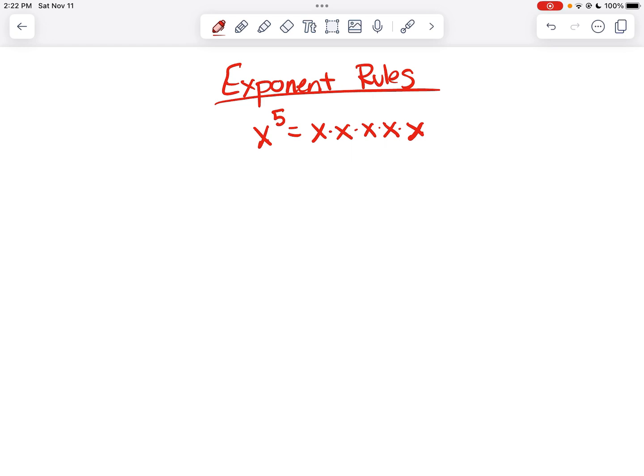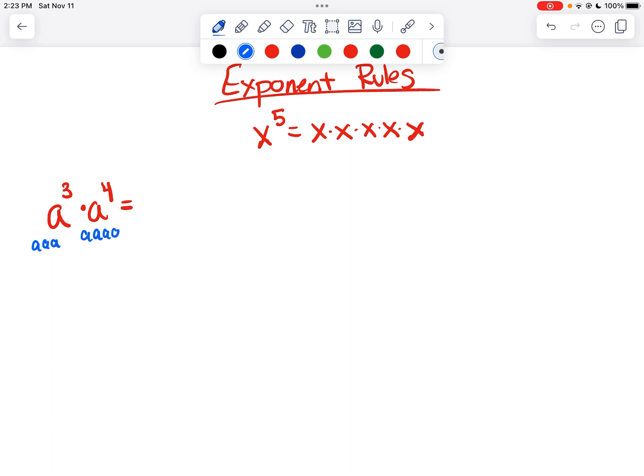The first rule that we're going to apply is when we're multiplying things. For example, if we have a to the 3rd times a to the 4th, remembering that this equals a times a times a times a times a times a, this really equals a to the 7th. So the generic rule is if we have a to the n times a to the m, what we do with those exponents is we add them.